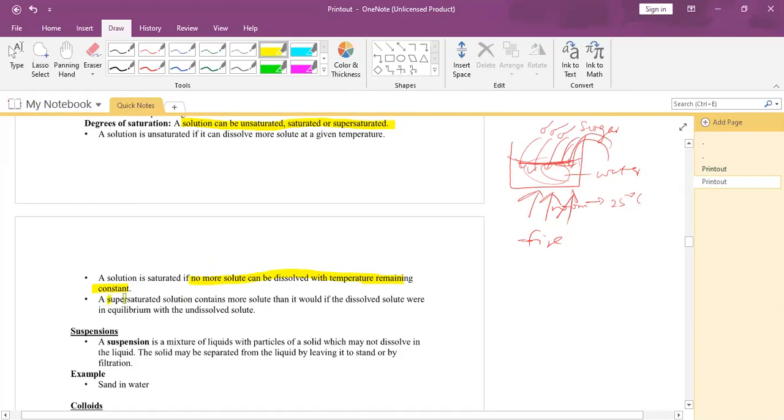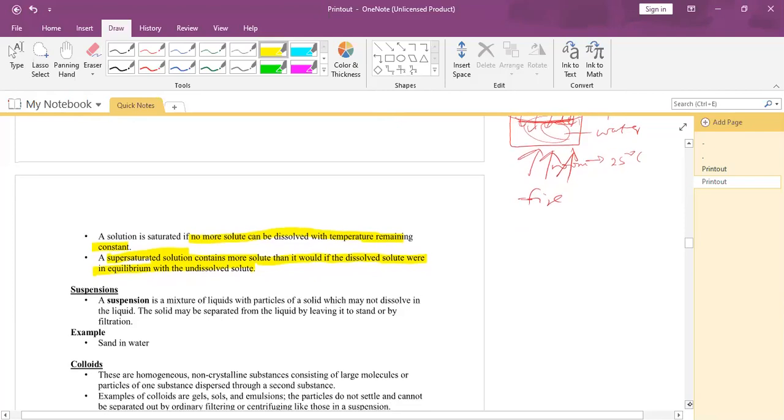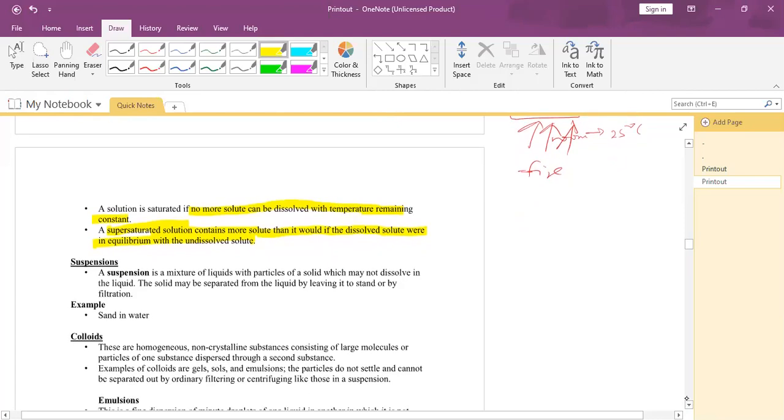So we say that a super saturated solution contains more solute than it will dissolve. Right, contains more solute than it would if the dissolved solute were in equilibrium with the undissolved solute. So it cannot dissolve anymore. So you're going to have the dissolved and undissolved in equilibrium. Cannot dissolve more. Super saturated. So those are the three levels of saturation: saturated, unsaturated, supersaturated. Okay. So remember, temperature affects solubility. If you increase temperature, more will dissolve, until it gets to the point where it cannot dissolve again.